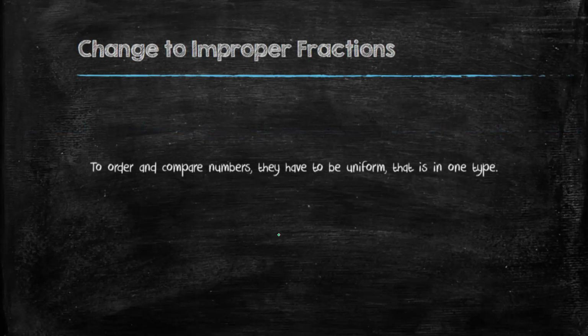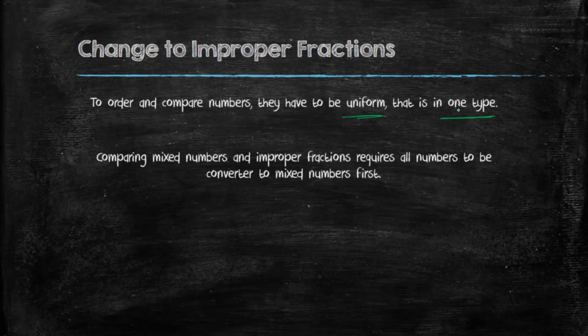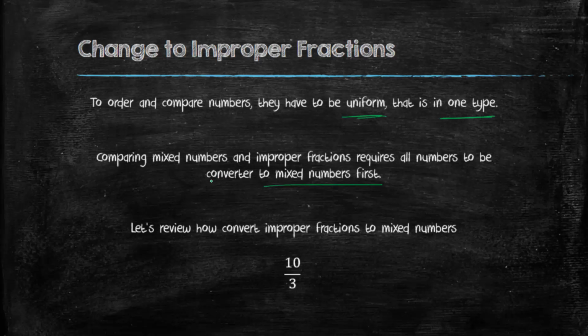So remember, in order to compare numbers, they have to be uniform, that is, of one type, right? Otherwise, we can't compare numbers. Comparing mixed numbers and improper fractions requires all numbers to be converted, okay? Now, I recommend converting to mixed numbers first, so converting improper fractions to mixed numbers. I find it to be easier, but you could do the opposite. You could convert mixed numbers to improper fractions and compare that way. But in this video, we're going to convert to mixed numbers, and then we'll be able to compare.